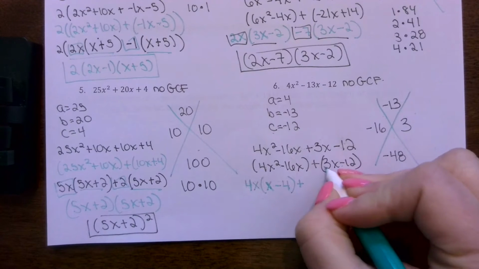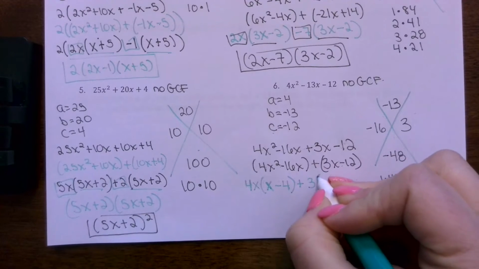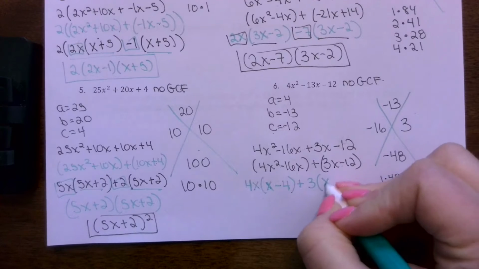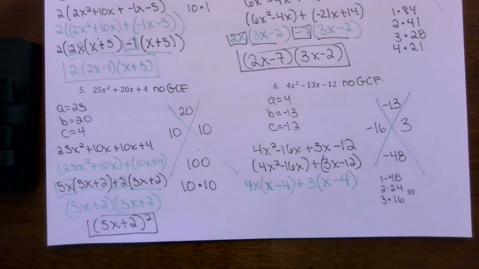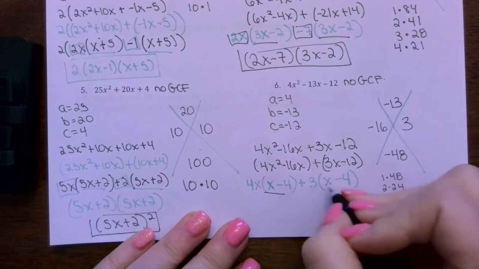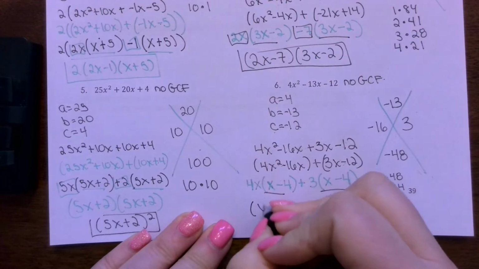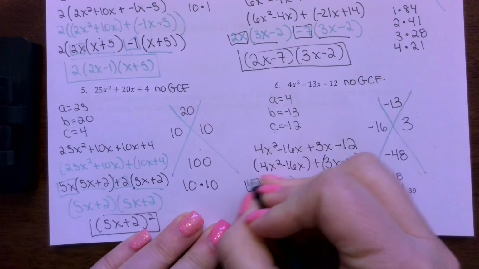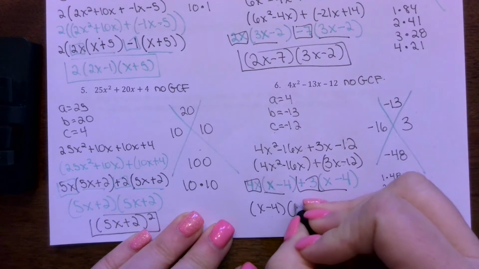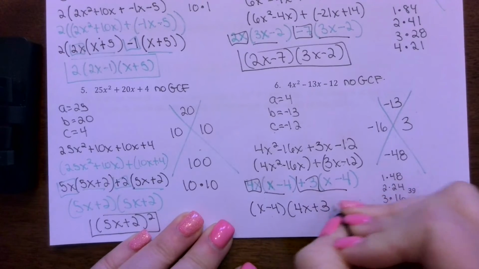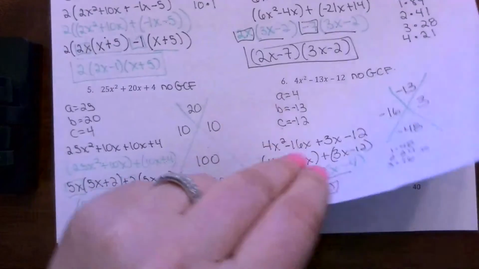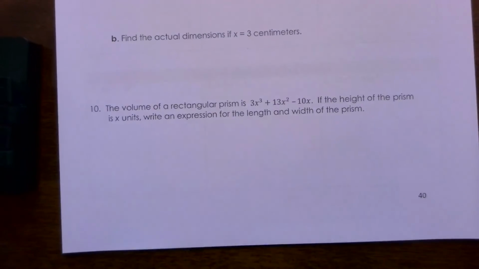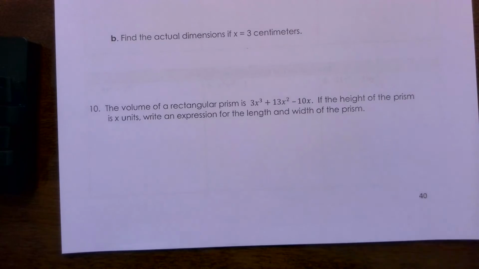Now, I am going to take a 3. 3 divided by 3 is 1. X is left. Negative 12 divided by 3 is negative 4. Happily, I've got my common binomial factor. And these two pieces are going to be my next binomial factor of this trinomial. Let's move on to page 40, and I want to take a look at these quotients.